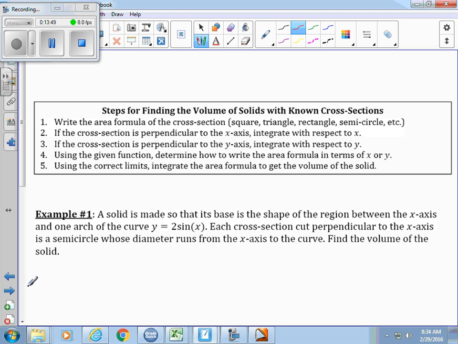This is the hardest part, writing the formula for area. If the cross-section is perpendicular to the x-axis, you will integrate with respect to x. If the cross-section is perpendicular to the y-axis, you will integrate with respect to y, and I'll show you why as we do an example. Using the given function, determine how to write the area formula in terms of x or y, and then using the correct limits, integrate the area to get volume.